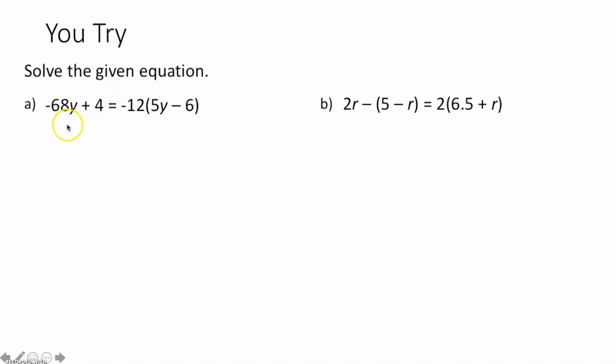Okay, so again, we're simplifying, moving, solving. So we start with simplifying. Can we simplify this side of the equation? No, this has a y, this does not. What about this side? Well, in these parentheses, this has a y, this does not, so we can't simplify that.